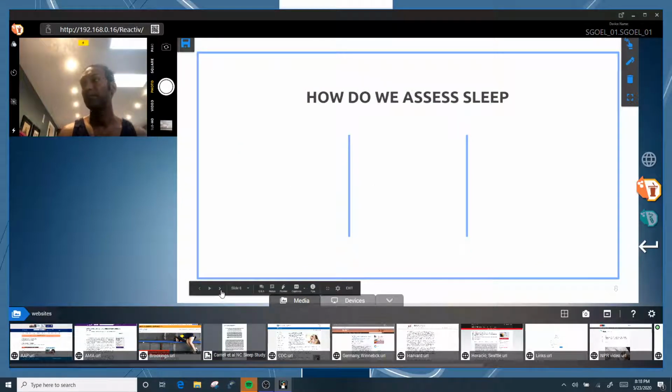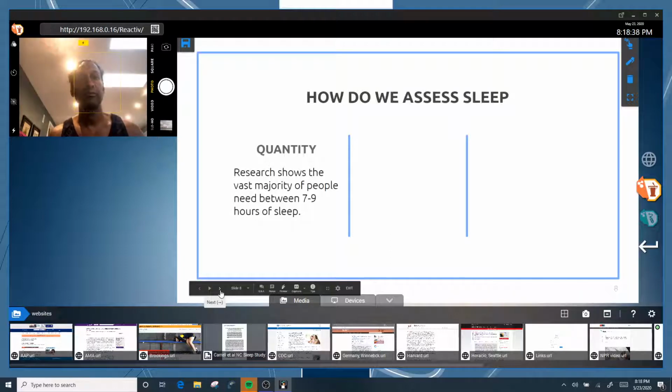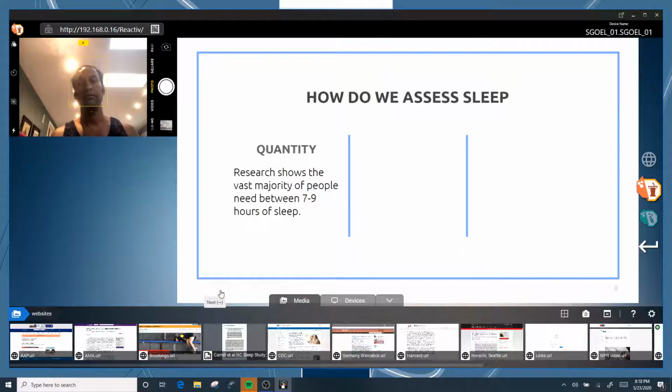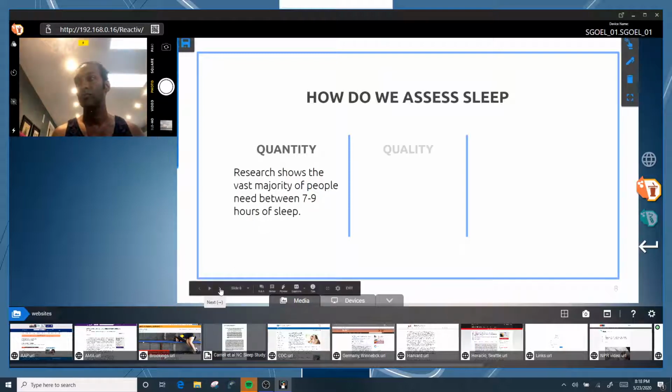So how do we assess sleep? There are 3 ways. The first one is quantity, that's the amount of sleep that we get. Research shows that the vast majority of people need about 7 to 9 hours. This changes depending on your age as well.